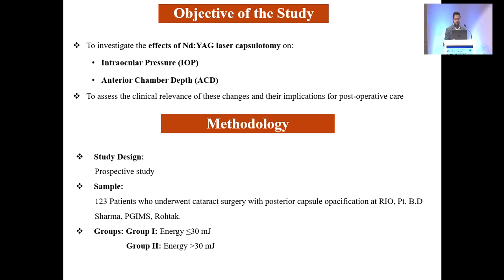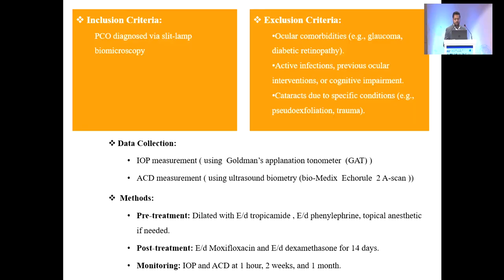It is a prospective study which includes 123 patients who underwent cataract surgery and presented to us with posterior capsule opacification at our center. We divided the patients in two groups according to the energy exposure. Group 1 includes energy less than 30 millijoules and group 2 includes energy more than 30 millijoules. We included all the patients with PCO diagnosed via slit lamp biomicroscopy and excluded patients with ocular comorbidities, active infections and cataract due to specific conditions like pseudoexfoliation and trauma.